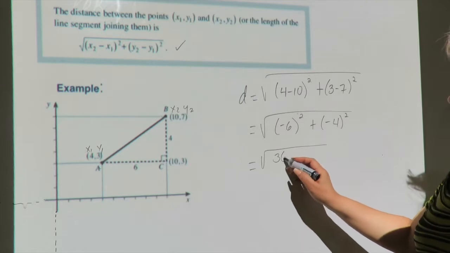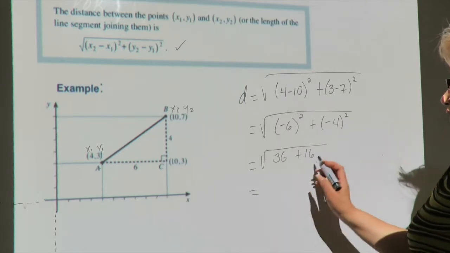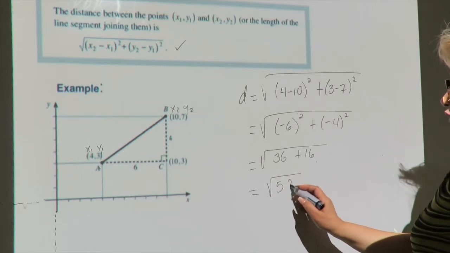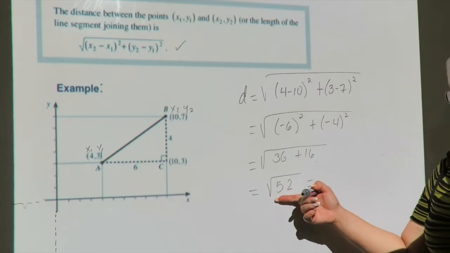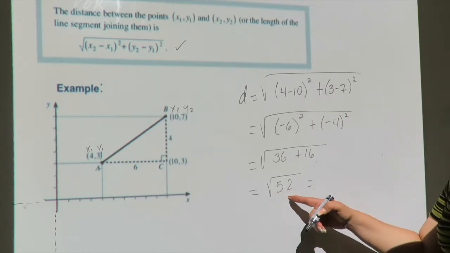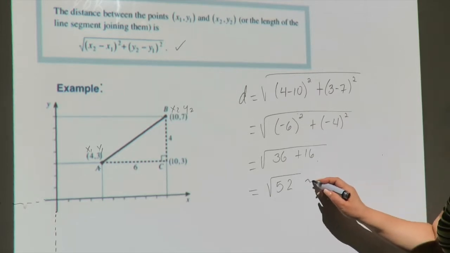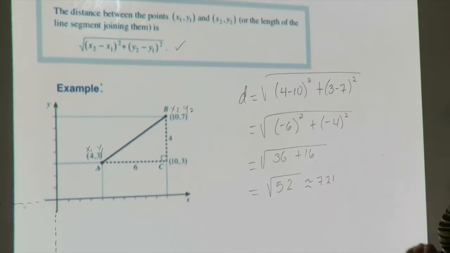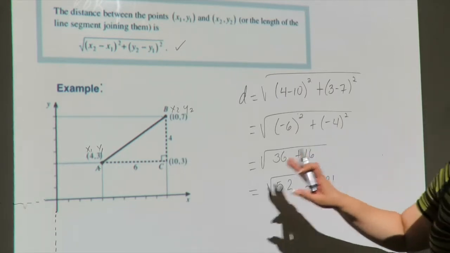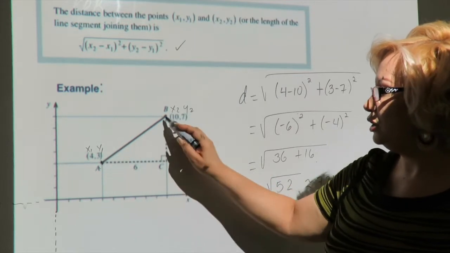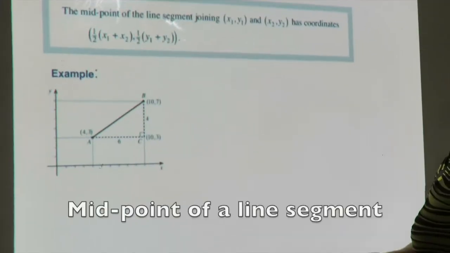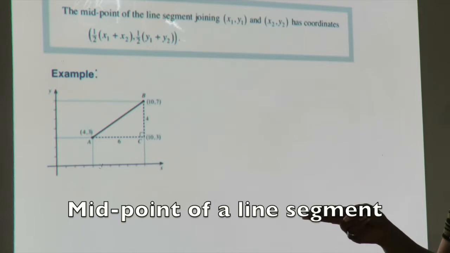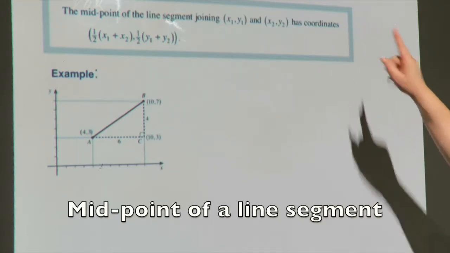This is 36 plus 16, and that will give me the square root of 52. If you want, you can find an approximate, because this doesn't have a perfect square root. So the square root of 52 is approximately equal to 7.21. Okay? One more time, we can say that from here to here, we have a distance of 7.21.